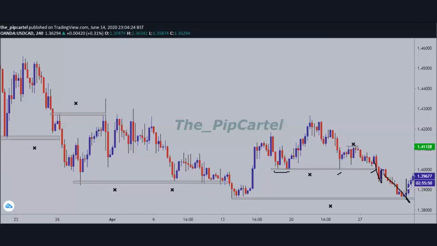So expecting price to probably retest and continue downward, but I didn't really show the continuation of this, but this actually went all the way up, all right. This went all the way up. Okay, so all right.